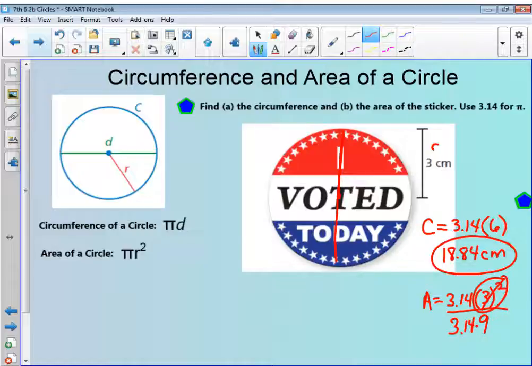That gives me 28.26. The label was centimeters, and this is area, so it's squared. Very important that you're labeling these correctly. That is something I will be paying attention to as you're going through and doing your proofs, making sure that you are labeling correctly so that I can identify if you're struggling with that.